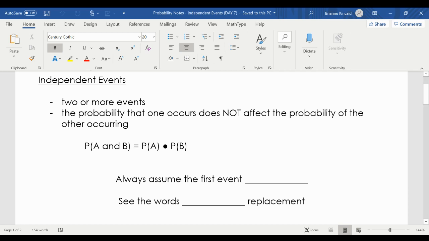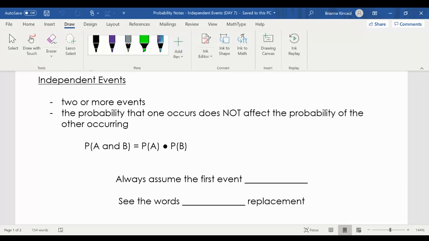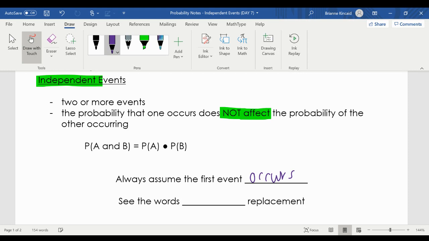Hey everyone, this video is to help you with independent events when talking about probability. Independent events are two or more events that are happening one after another. The probability that one occurs does not affect the probability of the other. If they're independent, they do not affect one another. So the probability of A and B is the probability of A multiplied by the probability of B. We always assume that the first event occurs, and you're going to see the words "with replacement." If you see "with replacement," that means independent events.